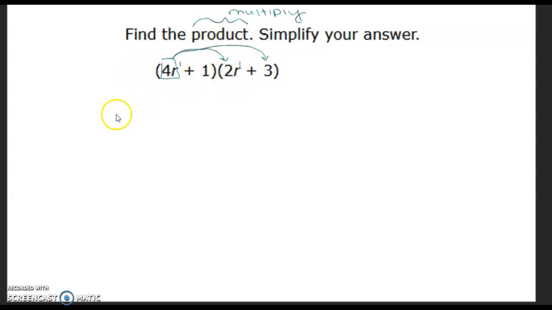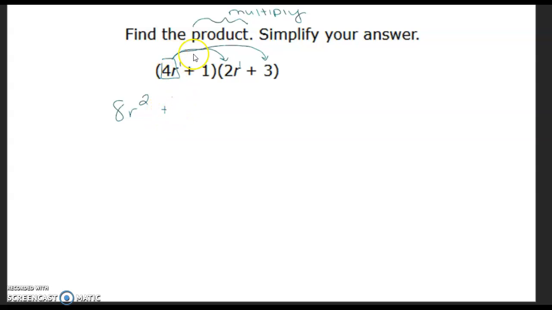Okay, so first let's do the 4 times 2, that's 8. Now, r to the 1 times r to the 1. And I put a 1 there because just like in all the math world, 1s can go everywhere. So r to the 1 power is still r, so that's why I could put the 1. But it just gives you a visual that you're adding those two exponents, and that turns into r to the 2nd.